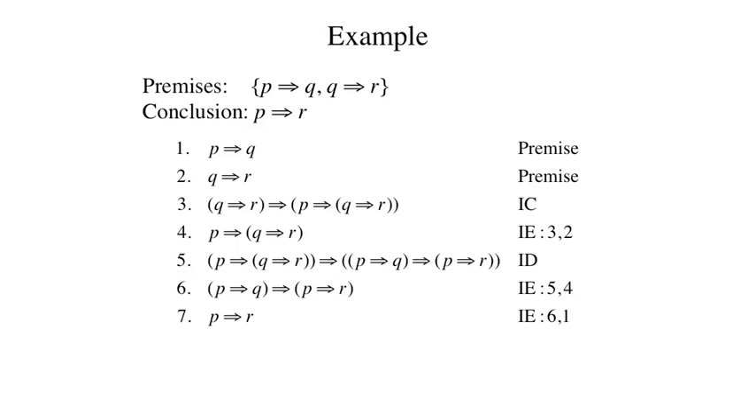On line 5, we write down an instance of implication distribution. If P implies that Q implies R, then if P implies Q, then P implies R. We combine the conclusions from lines 4 and 5 to derive the sentence on line 6. And finally, we use implication elimination once again to derive the overall conclusion. It's not an easy proof, not a trivial proof, but it works. Later in this lesson, we'll see how to produce a simpler proof of this very same result.